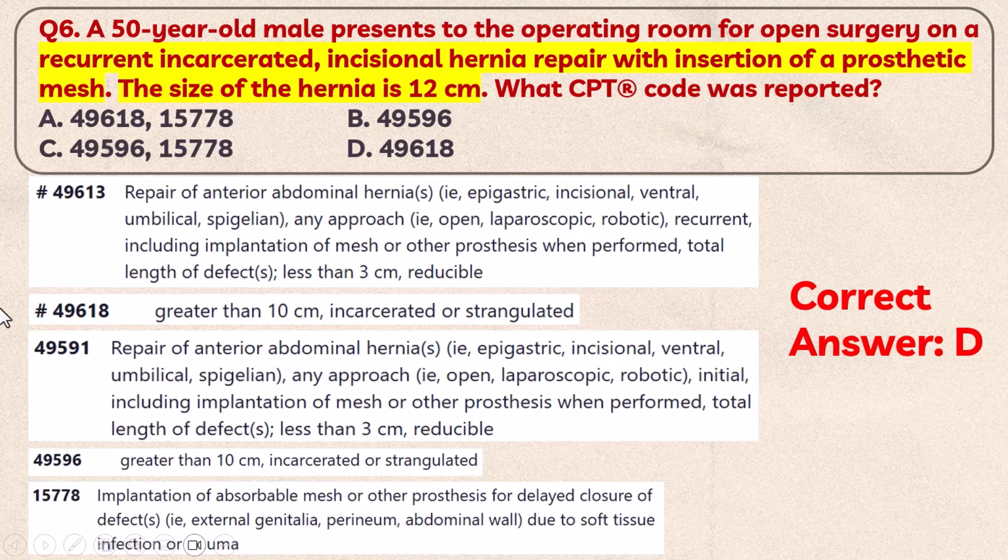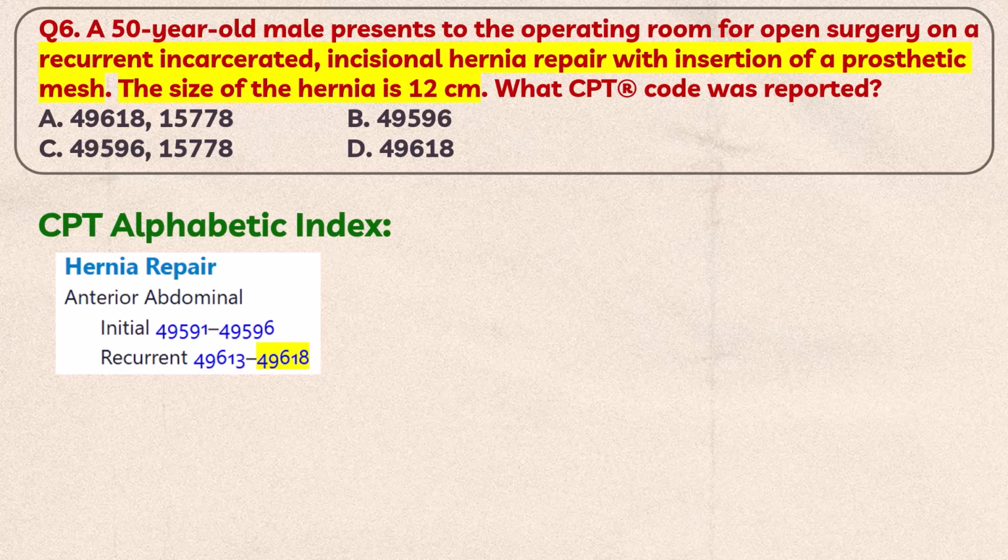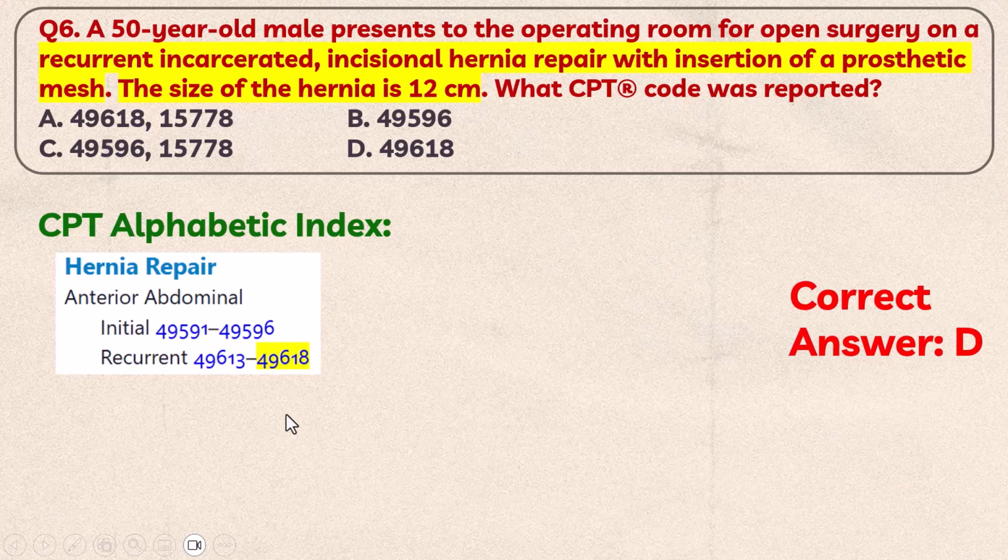If you encounter this case in the real working world, you have to use the CPT alphabetic index. In the CPT alphabetic index, first go to the main term hernia repair, then go to the subterm anterior abdominal wall. There are 2 types, initial and recurrent. Our case is recurrent, so it will lead you to the following series of codes. Again, come back to the tabular list and read these codes from 49,613 to 618. Then you can find the answer. D is correct. That is 49,618.